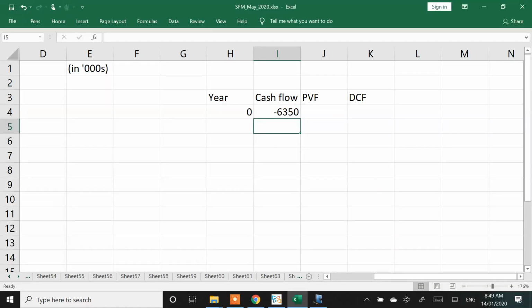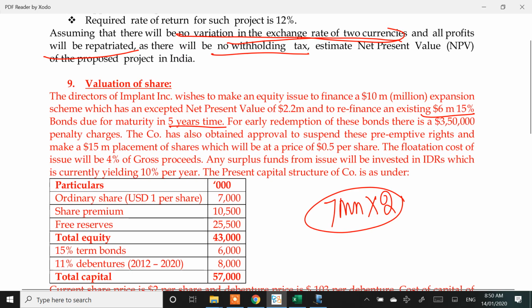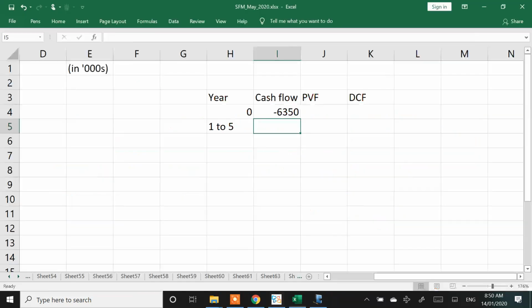I'm not making any new issue. Technically this is not exactly a bond replacement. I refund the bond, but I don't issue any new bonds. I'm going to issue equity shares. So on day 0, the company has to have an outflow of 6,350. The benefit of this is you need not pay interest for 5 years. At what rate was the interest paid on the bond? 15%. So every year I save this.